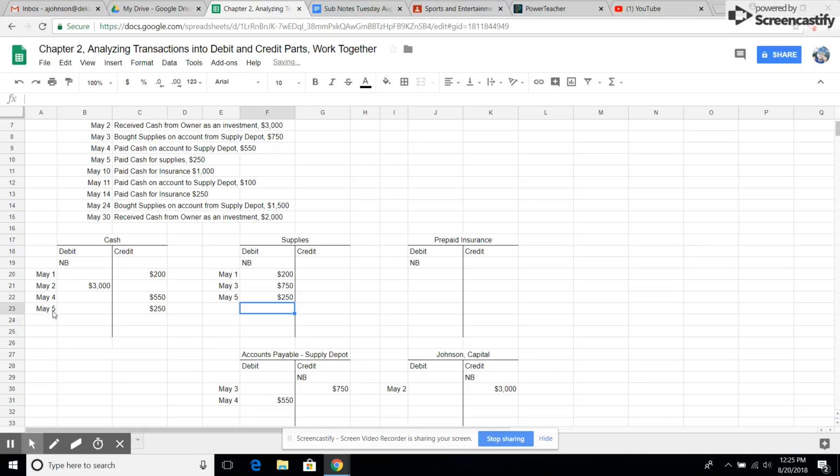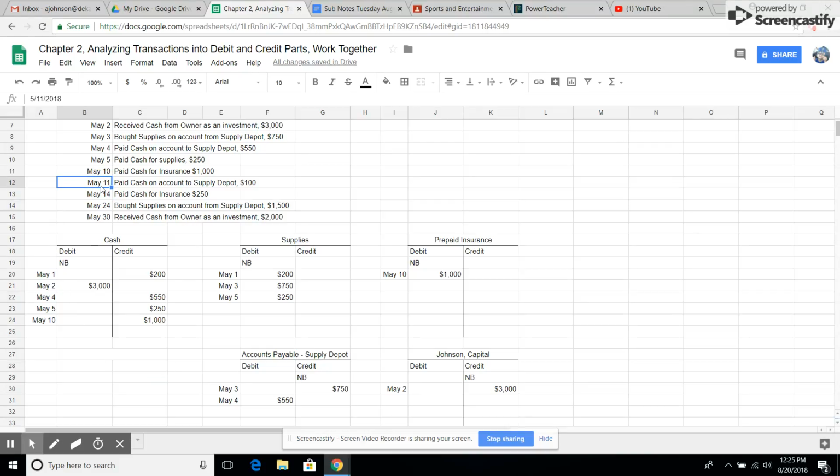Okay, May 10th, pay cash for insurance. So it's going to decrease our cash. That's going to go on the credit side. But it's going to increase our balance of prepaid insurance. Prepaid insurance is an asset, so it has a normal balance on the debit side. So that's our increasing sign. So we'll put that as a debit.